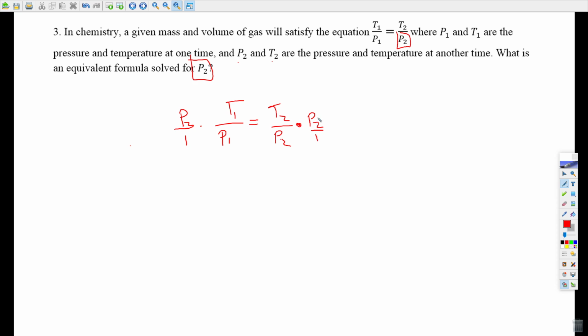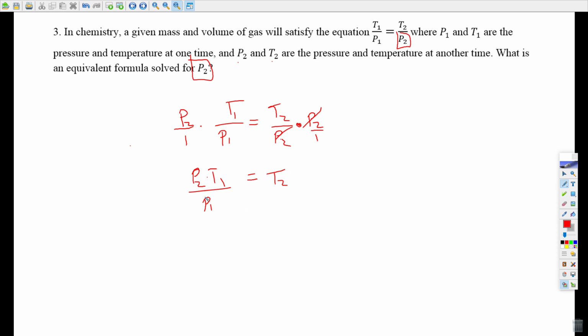So what happens on the right? Just like before, when we did it with R minus 65, these cancel. And now what we have is T2 solved by itself, but that's not what we wanted. On the left-hand side, you multiply across the top. They just sit next to each other with multiplication between the two: P2, T1, all over the bottom, which would be P1.